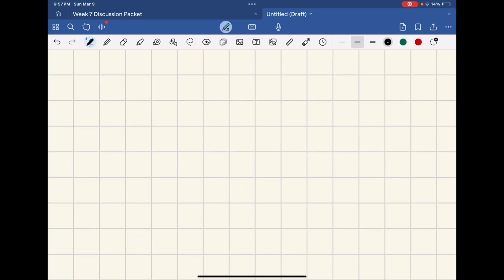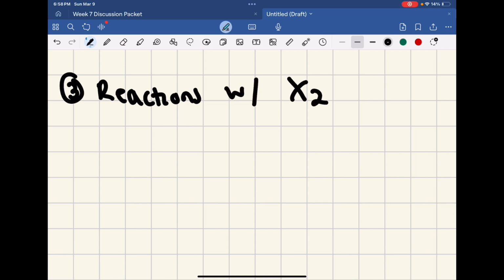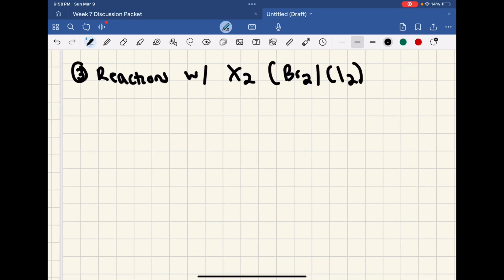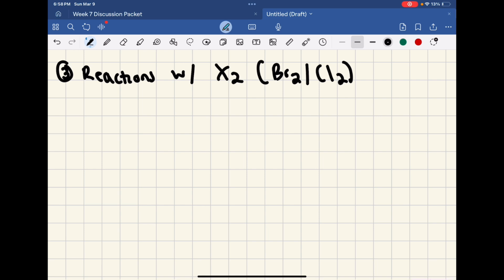Okay, so this would be reaction 3. We're going to call this reactions with X2. This would be like Br2, Cl2. Very interesting, here the equivalents matter as well. So we could have 2 different species based off of the amount of equivalents we use. I'll just do this generic picture first.